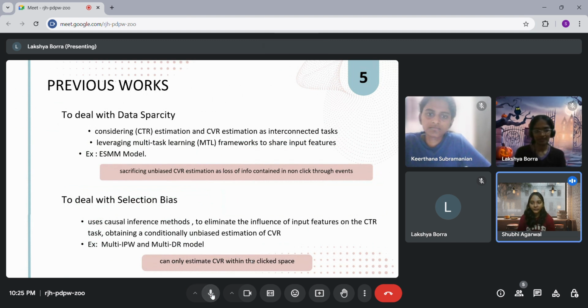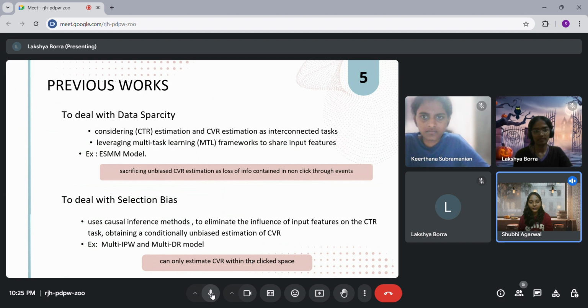To deal with these two challenges, previously many researchers have worked and created some models. Their work can be classified into two broad categories. One is dealing with the data sparsity, second is dealing with the selection bias. Mainly the models that deal with data sparsity consider a relation between CVR and CTR. As we have seen earlier, we can say that CVR is a post step of CTR.